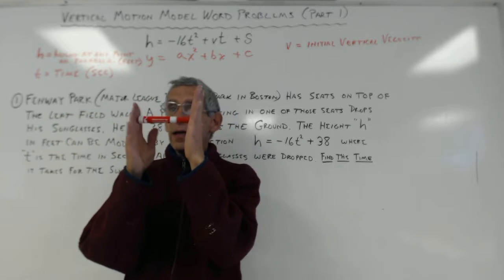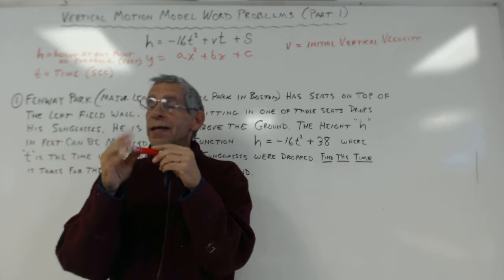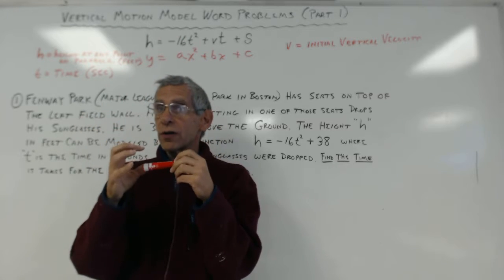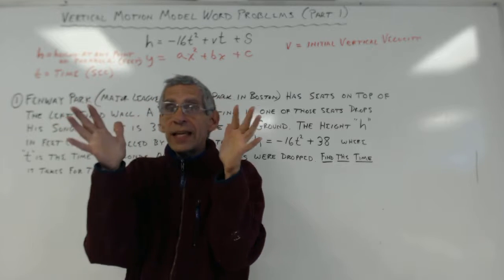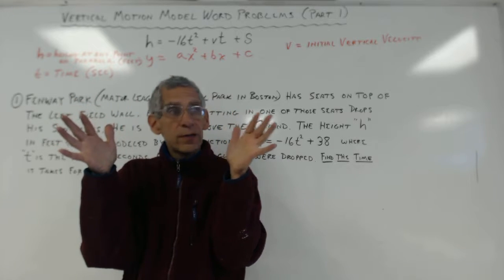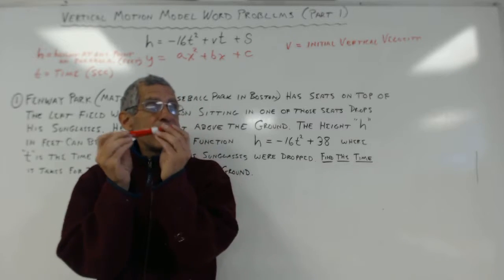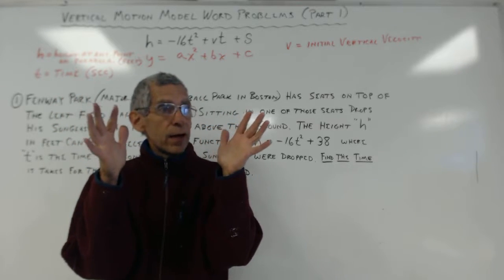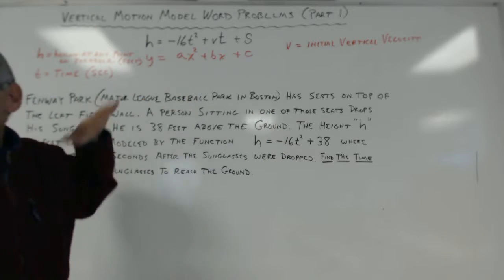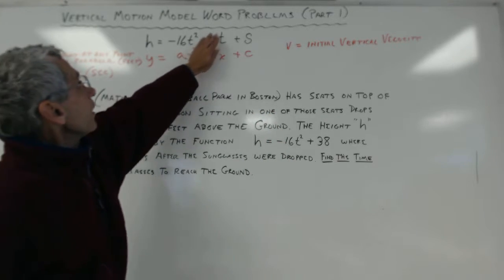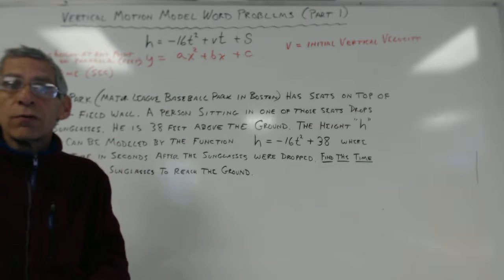So dropping it, there is no initial vertical velocity, upward or downward. There's no extra force being imposed on this. I'm just dropping it. So v is 0 when I just drop it. Does that make sense? What did I just say, Zane? V is 0 when I just drop it, right? Therefore, if I'm dropping something, I no longer have the vt, because v is 0. V times t is 0.